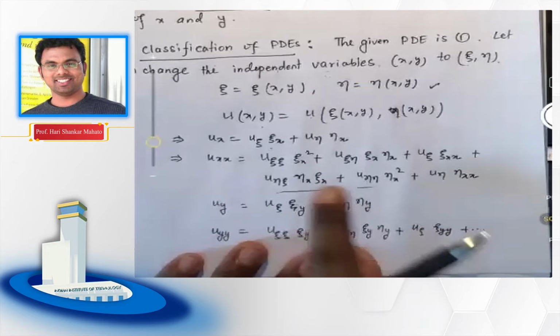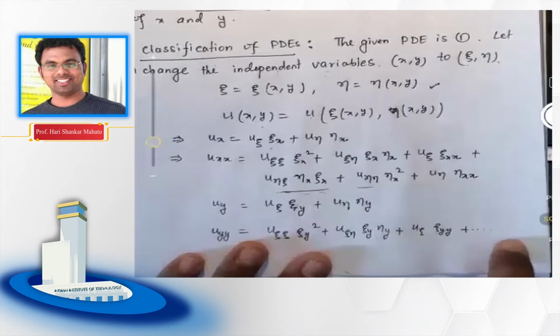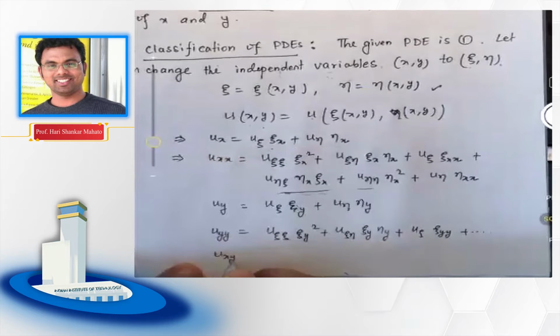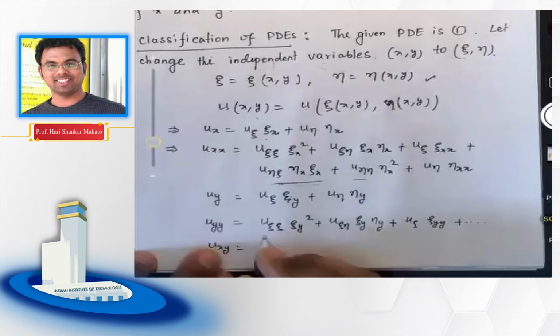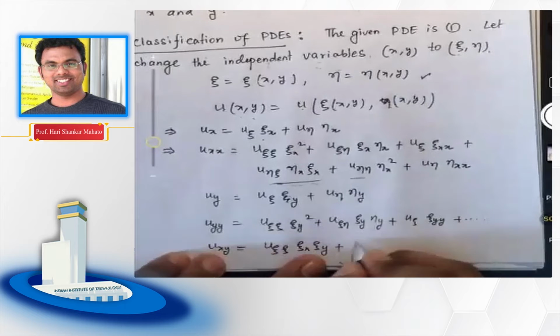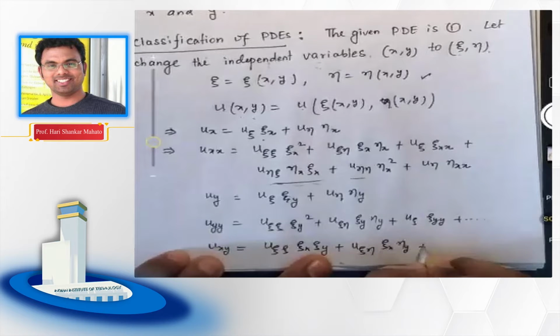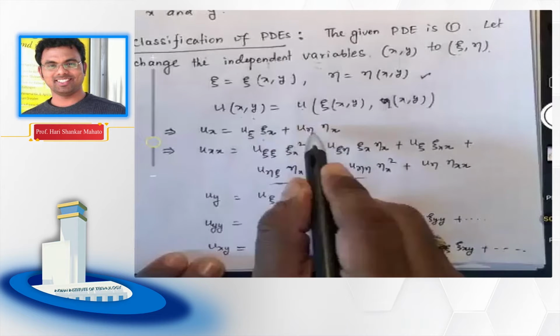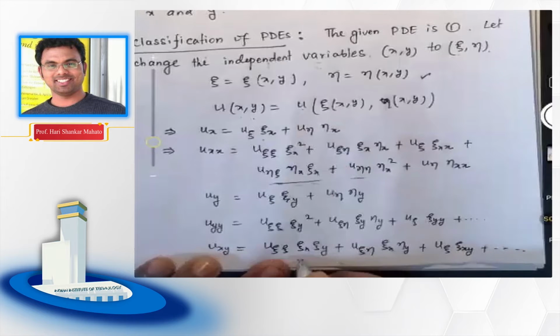Instead of the derivative with respect to x, we'll get the derivative with respect to y. Nothing complicated. And we can also calculate uxy. Uxy can also be calculated. It will become u xi xi, xi x xi y plus u xi eta, xi x eta y plus u xi, xi xy, plus you do the partial derivative again. Since we are doing the partial derivative of this one with respect to y, then you write down the 3 more terms. So there will be 3 more terms.